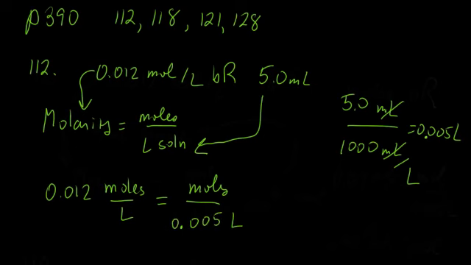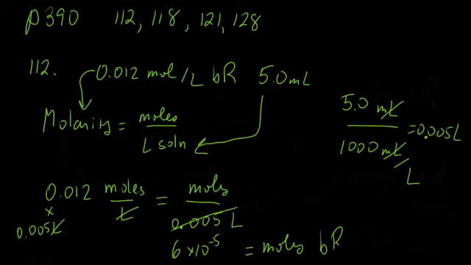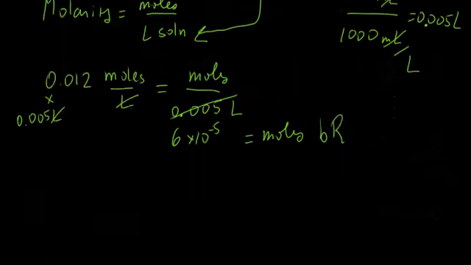All right, getting moles by itself, we're going to take this and multiply it by both sides. Now we have liters on top, liters on the bottom, moles equals moles, so that's great. We do this math, and we're limited by 1 sig fig here, and that's good because that's what we get anyway. 6 times 10 to the minus 5 moles. There's 6 times 10 to the minus 5 moles of bilirubin in 5 milliliters of blood sample.